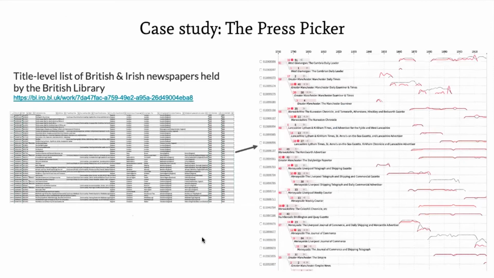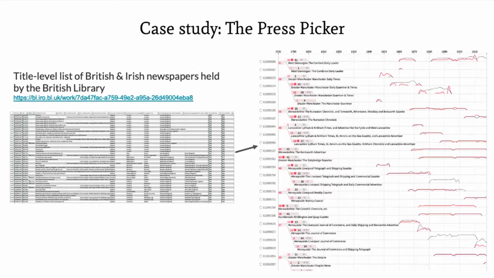So talking about the kinds of steps in data processing that we might need to do when we're creating a visualization, I'm going to use this example, Press Picker, as a case study to step through those different processes and give examples of what exactly I'm talking about. So Press Picker is a tool that I developed with colleagues at the British Library. It's a visualization tool to see the holdings of different newspaper titles in the British Library.